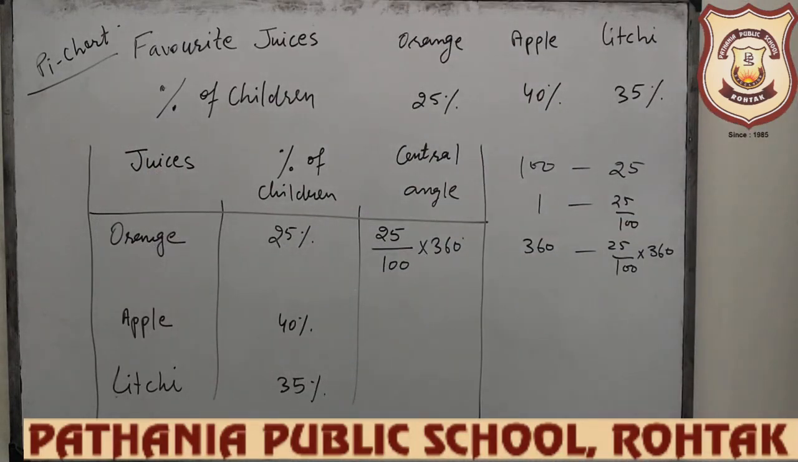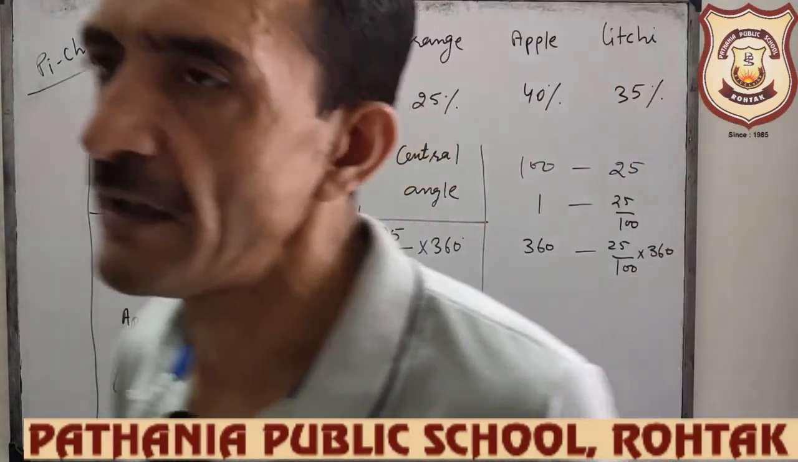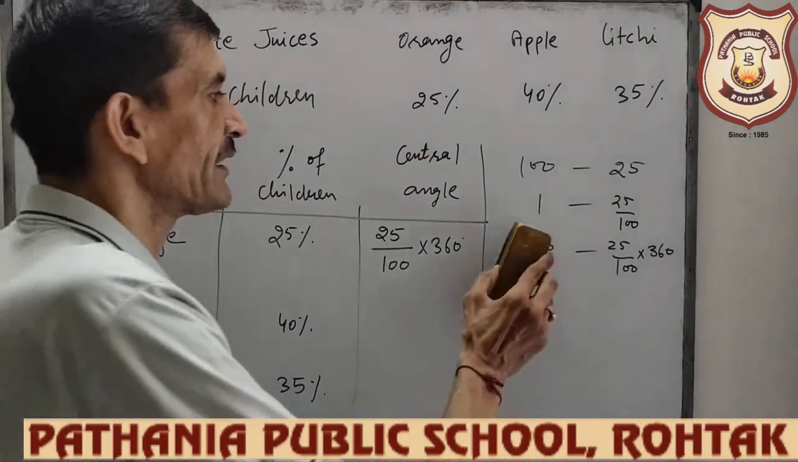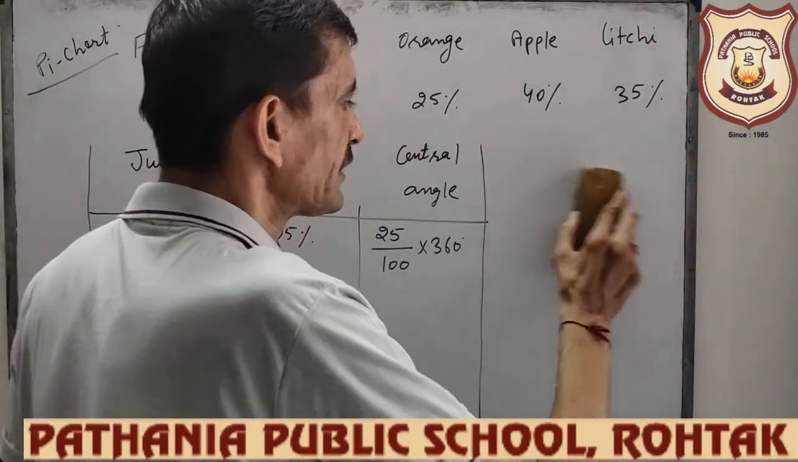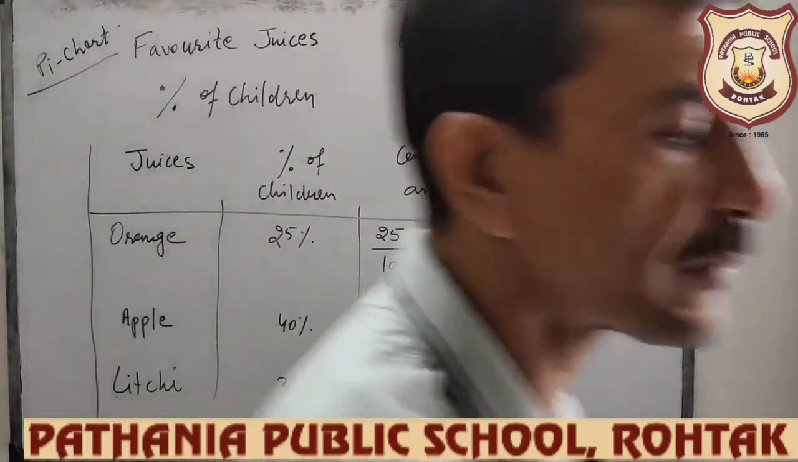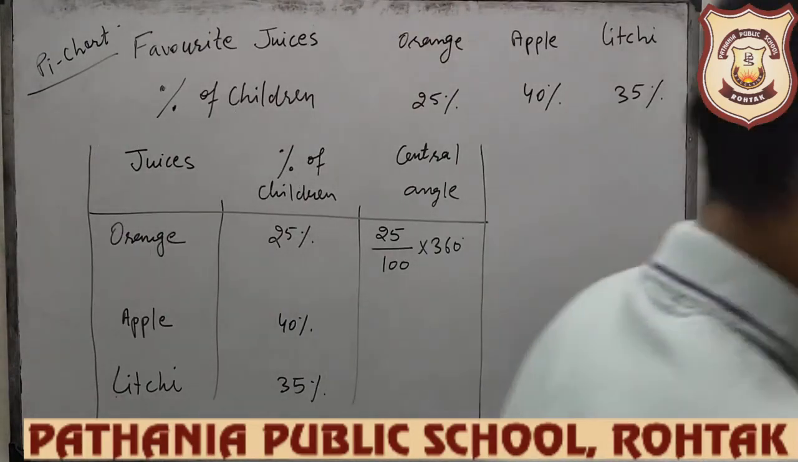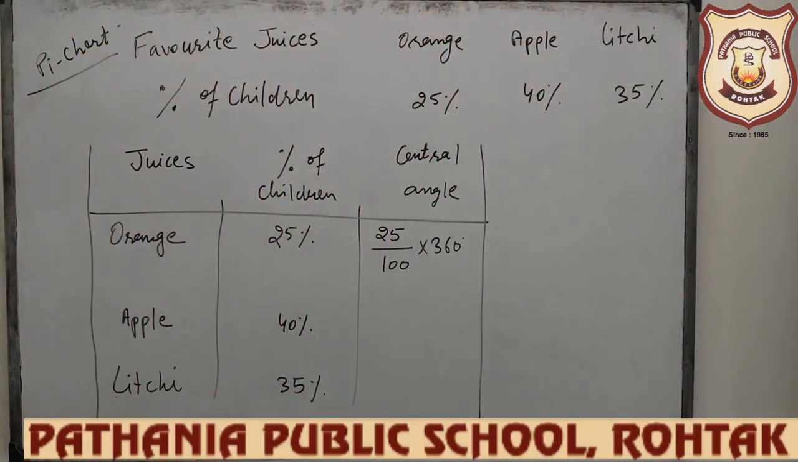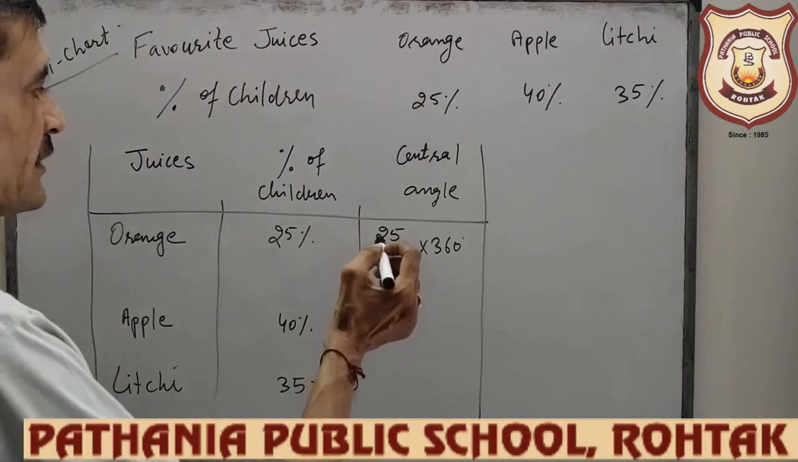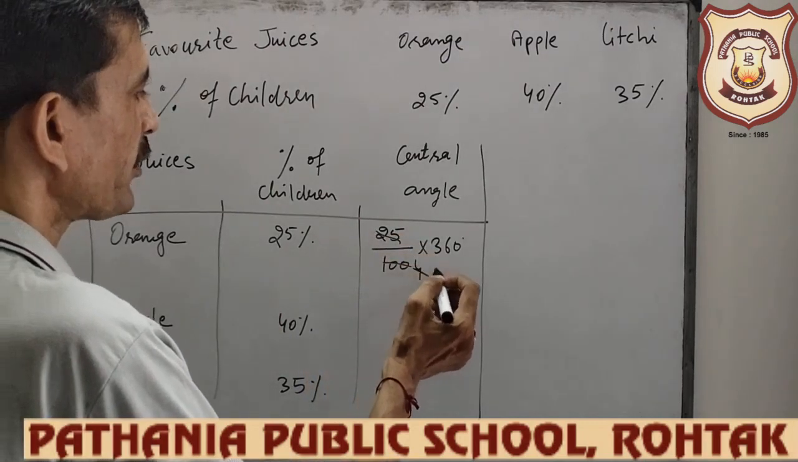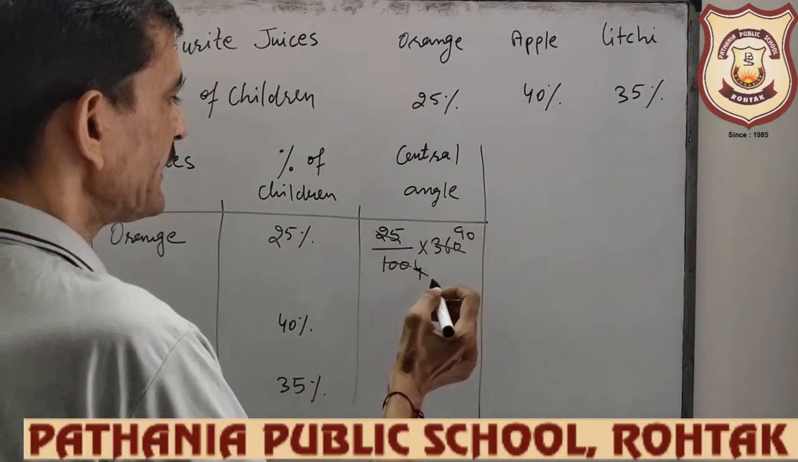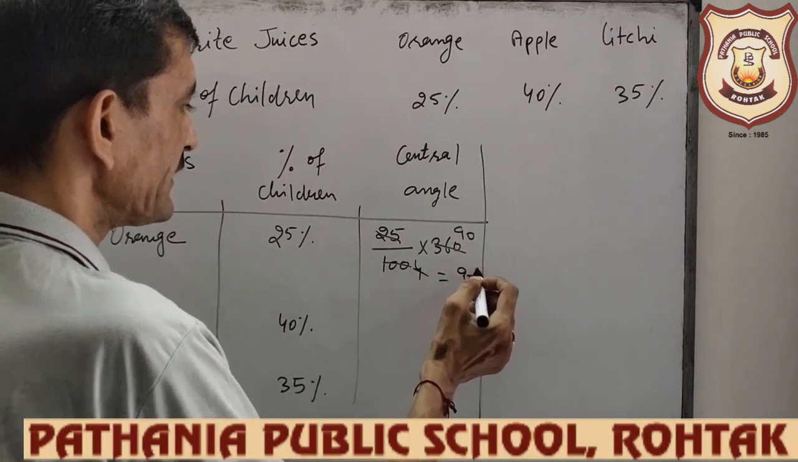Why am I taking 360 here? Because at the center of a circle, the measure of the complete angle is 360 degrees. Let me complete it, then you can understand. So 25 by 100, 4 9 the 36, it will be 90 degrees.